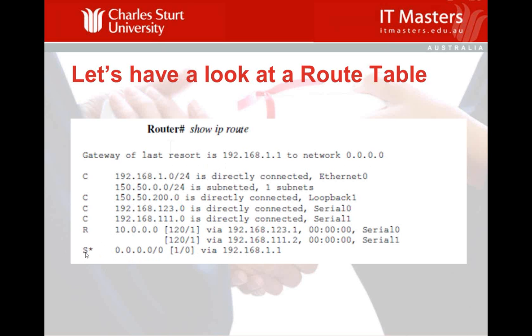Now you can see it's static for two reasons. One is that the S is there, S for static. The other one is that the administrative distance is 1. And we know from our previous table that static routes have an admin distance of 1. Now, Peter Urbanek has written in, are ADs fixed or can an admin redefine these values? No, Pete, they're fixed values, so you can't change them.